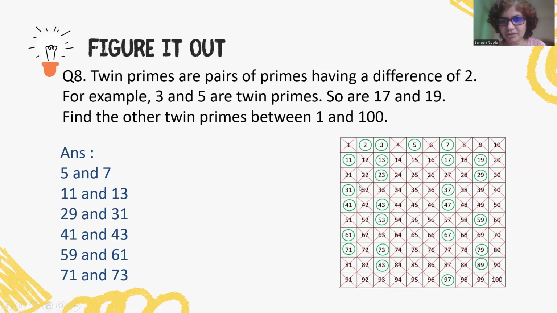Also 29 and 31 we have to consider, because if you write all the numbers as a single line, then these two are also consecutive. We may miss it by seeing the rows, but we have to consider them also, like 59 and 61. So all these are the twin prime pairs. There are infinitely many twin primes. This is one conjecture which has not been proved yet.